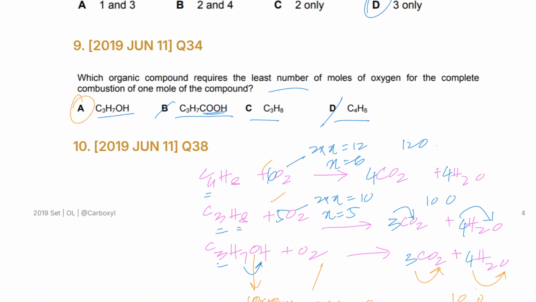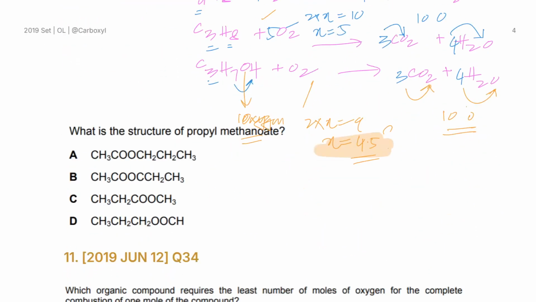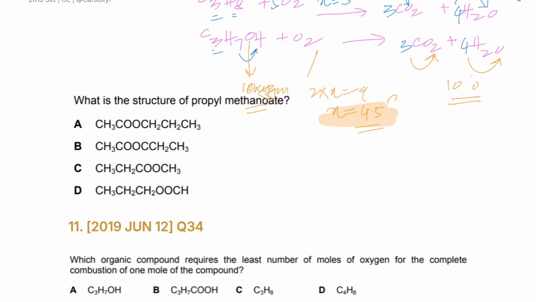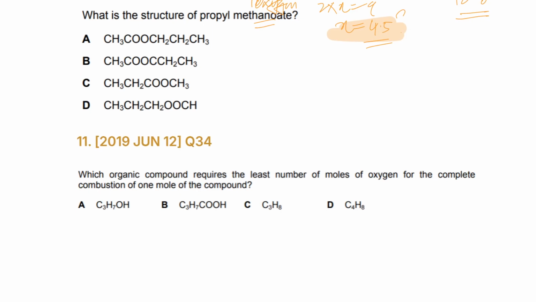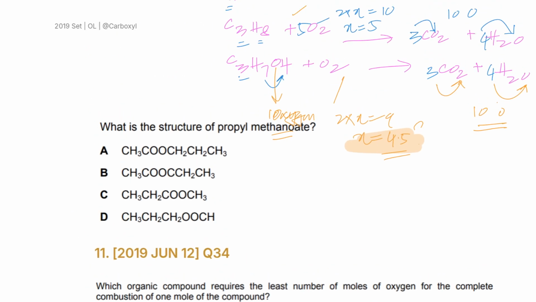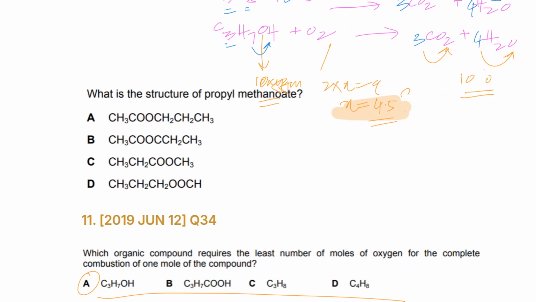Okay, moving on. This is what is the structure of propyl methanoate. Now again, propyl methanoate, you could draw it for yourself, and thankfully question 11 is just being repeated. 11 is A. Oh, thank the Lord. I was going to quickly go over it, but now I'll explain it in a little detail.